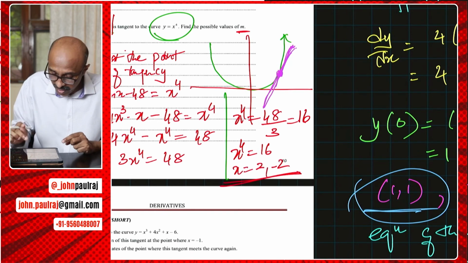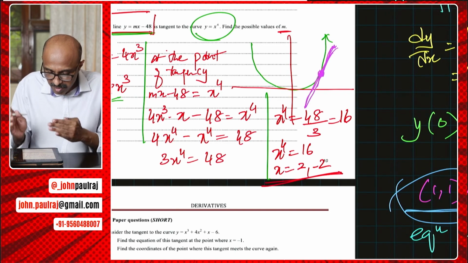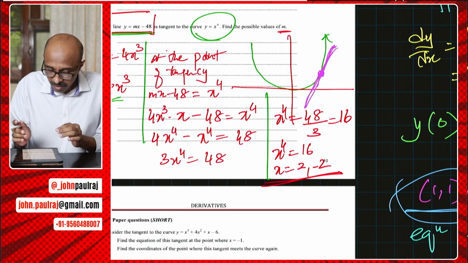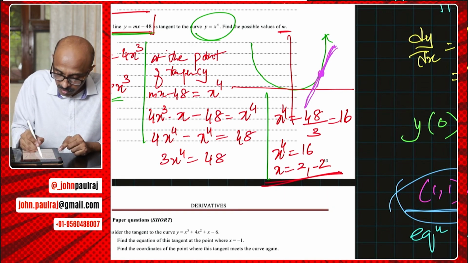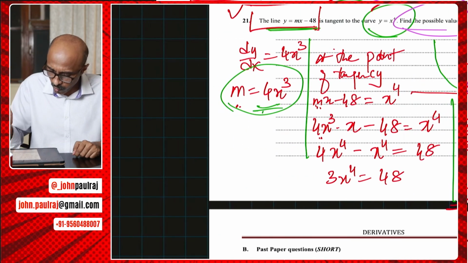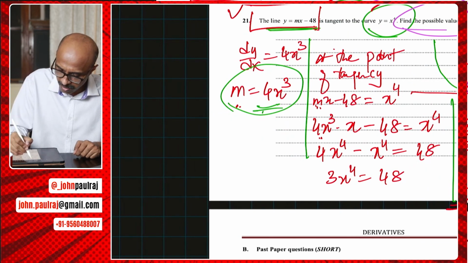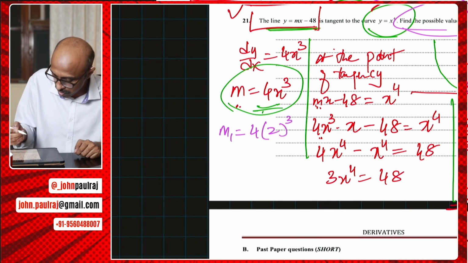Those are the two values of x where this condition is possible, and that condition means that the line is tangent to the curve, and you have this idea that m is equal to 4x cubed. All right, so we need to find the values of m. Remember, not the values of x. So the two values of m would be, when x is 2, if I call that the first value of m, m1, 4 times 2 to the power of 3, which is 8.